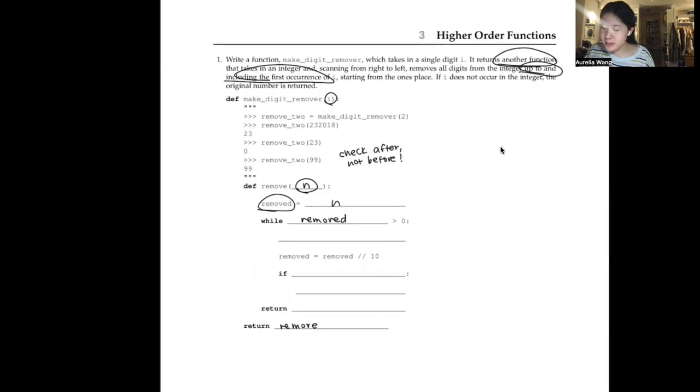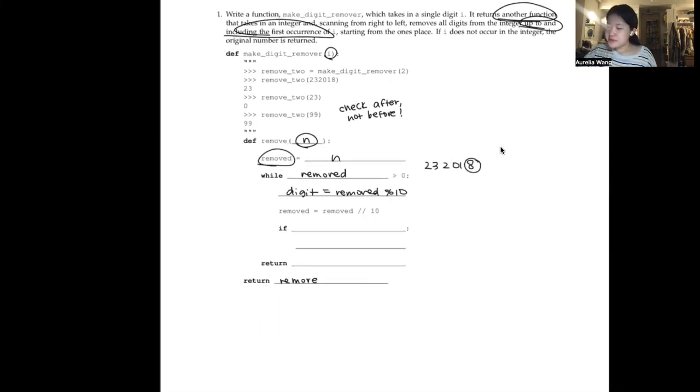Okay, so we know that we want to keep track of this last digit. So it's going to be the last digit removed, which is just modulo 10. And so in this case, it'll be 8, right? So now we're going to whittle it down before. And now we want to check whether this number that we just whittled off is equal to i. And of course, if it is, then we just want to return the rest. So this 232, we take this out, we compare. If it's equal to i, then we're going to return the removed number.